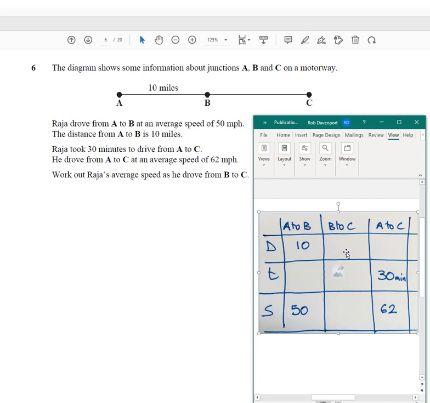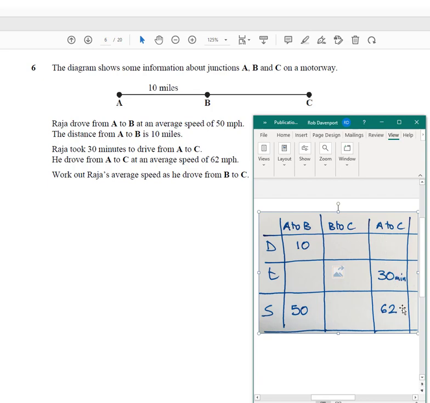Okay, we need to know what the distance is from B to C. Or can I work out what the whole distance is? I'm traveling at 62 miles per hour. That means I travel 62 miles every hour. But I've only traveled for half an hour. So what must that distance be? Okay, I can work out that distance, and therefore I can work out what that distance is. This and this needs to add up to make that.